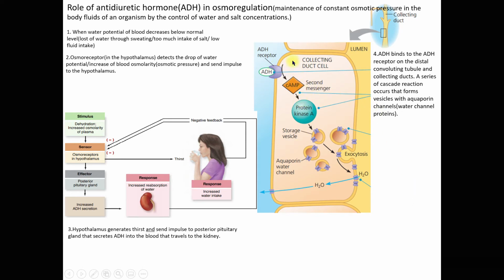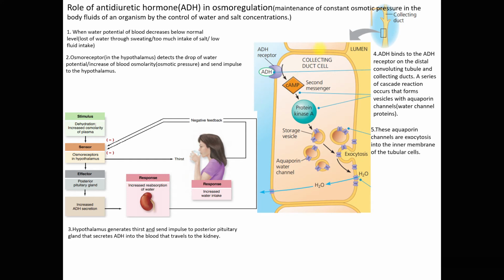Yeah, if you recall, a cascade reaction is a series of reactions where a small amount of hormone can trigger the synthesis of a massive amount of protein, right? So this aquaporin is a protein transporter. You see, one ADH can trigger the synthesis of many storage vesicles with aquaporin channels, right? The storage vesicle is not a protein, but the aquaporin channel is a protein, which is a result of the cascade reaction.